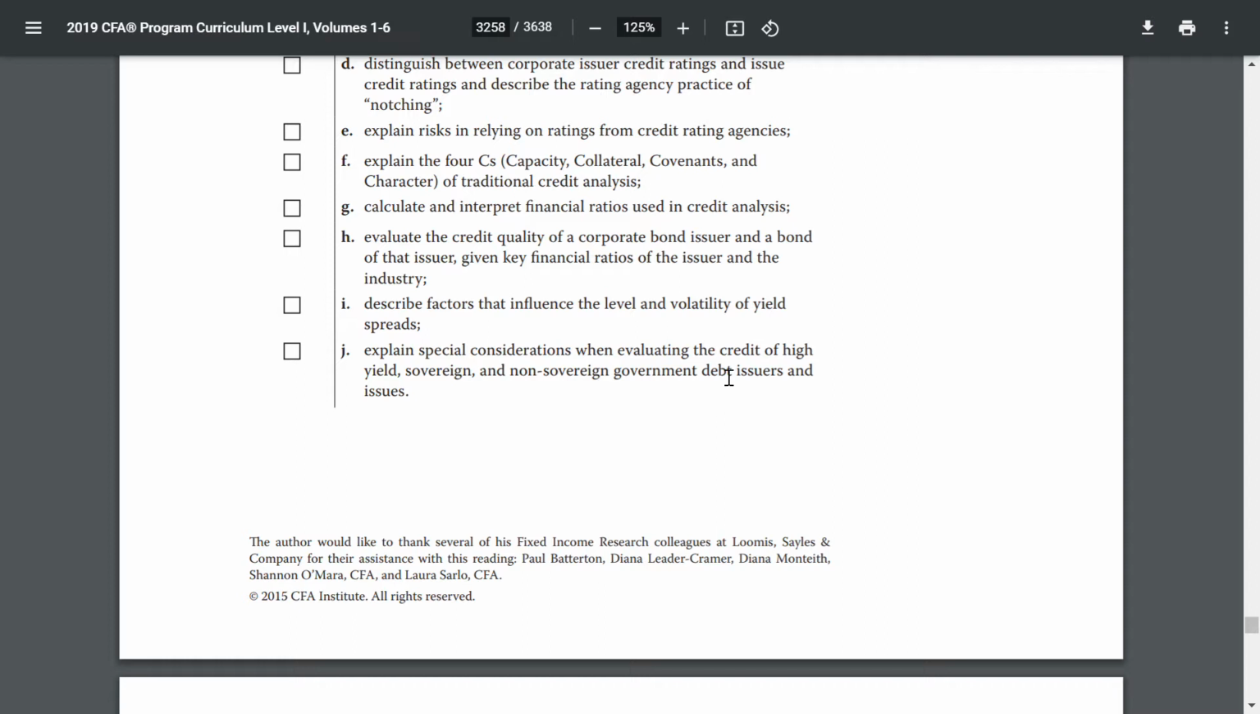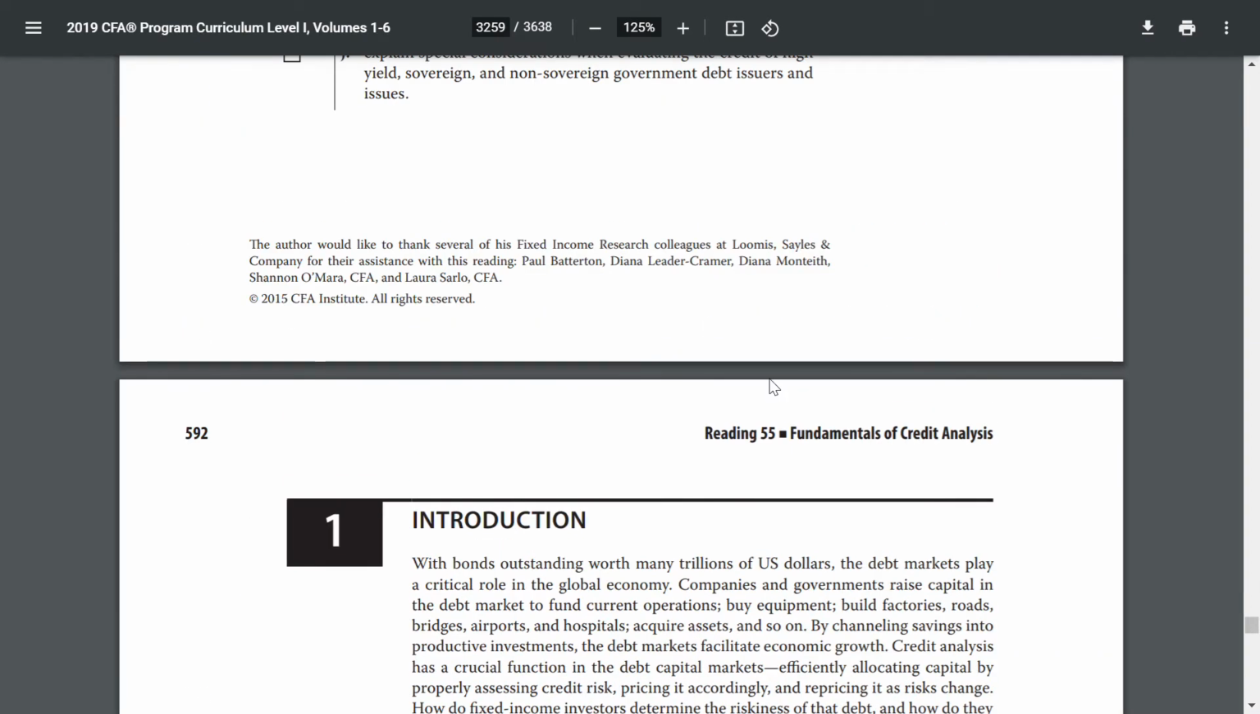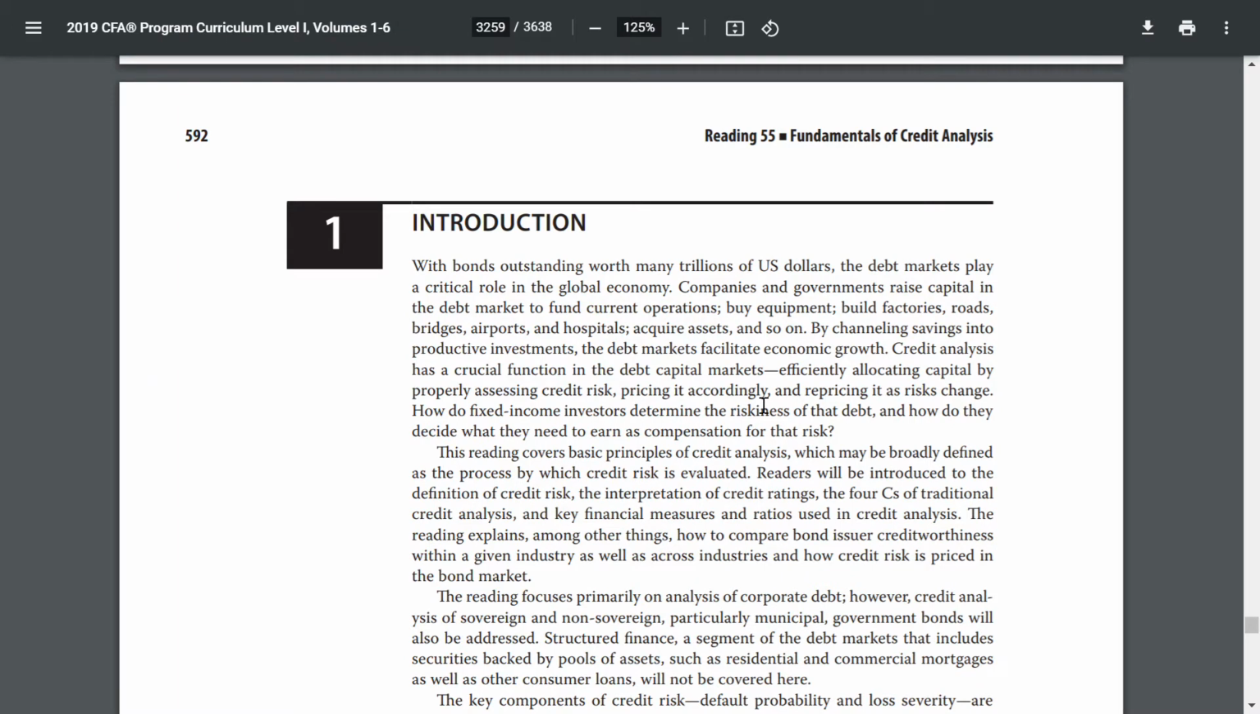Explain special considerations when evaluating the credit of sovereign and non-sovereign government debt issues and issuers.